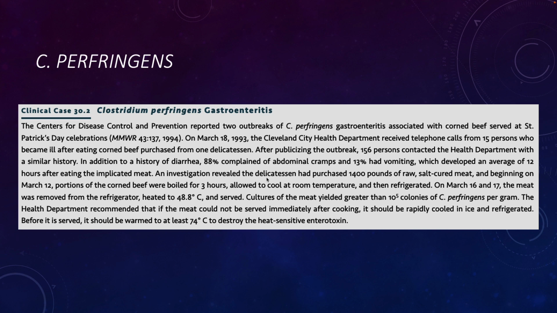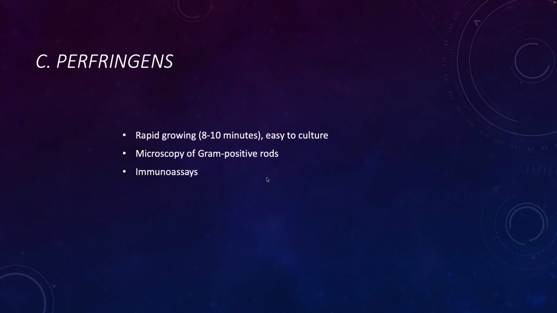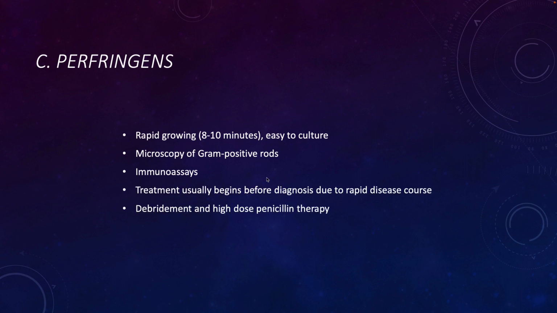So the issue is that they allowed the corned beef to cool so long that the bacterium can then grow. These are rapidly growing in culture, sometimes as fast as 8 to 10 minutes. This is one of the fastest bacteria. Very easy to culture as long as you use anaerobic conditions. You can do microscopy and see gram-negative rods. There are immune assays available.